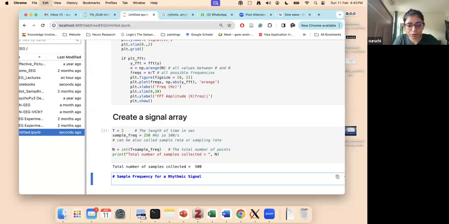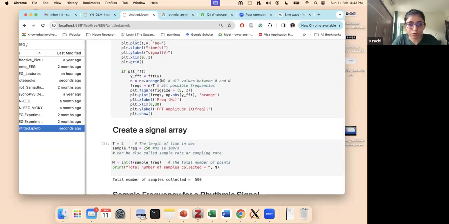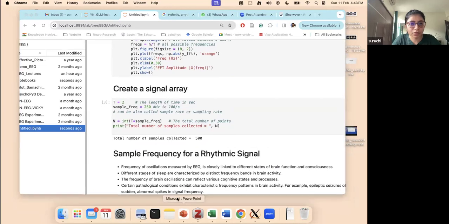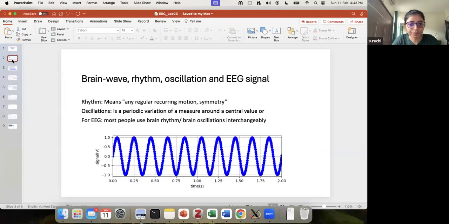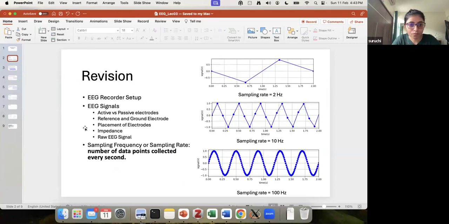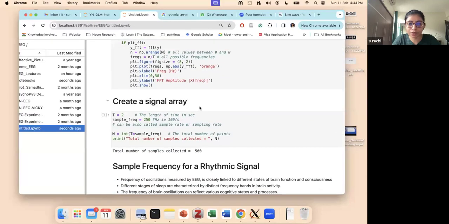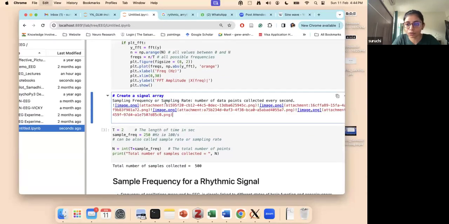I'm leaving in the window so that you start learning how to use the notebook also. Okay. So create a signal array and then I'll put the stuff on this part. It looks very nice. You can actually print out with code also. So it's nice that way.